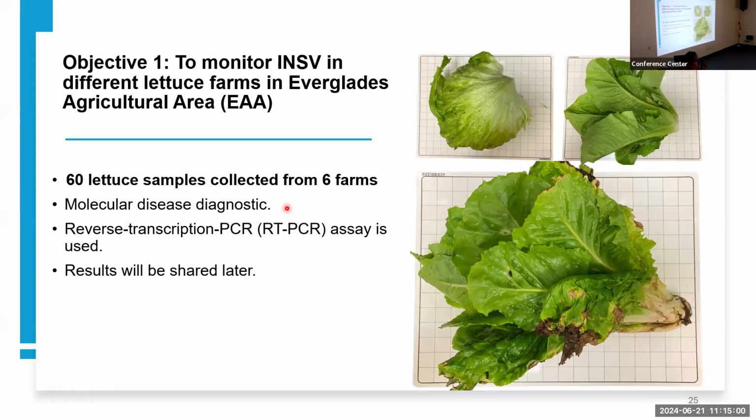So after collecting these samples, I'm doing molecular disease diagnostics using a reverse transcription assay with PCR, and the results are going to be shared later. I'm not going to share them today.